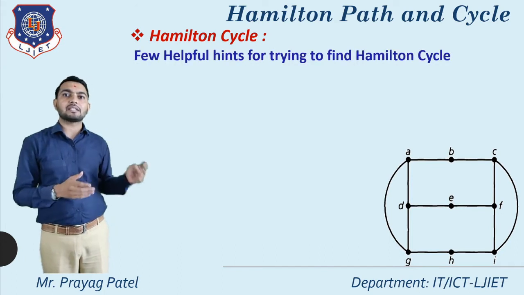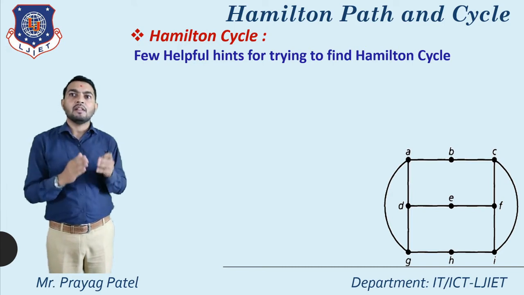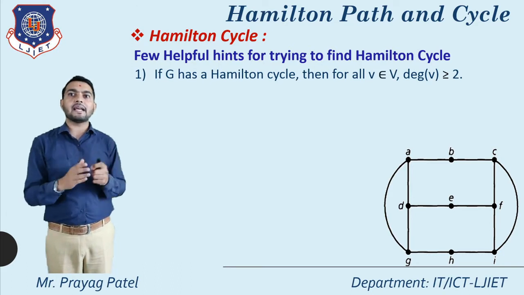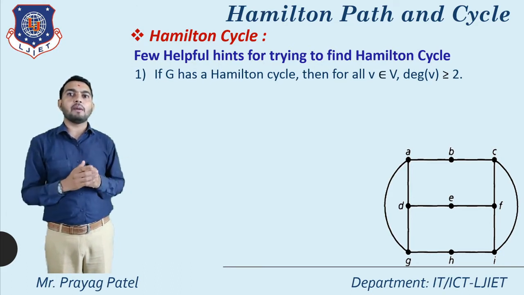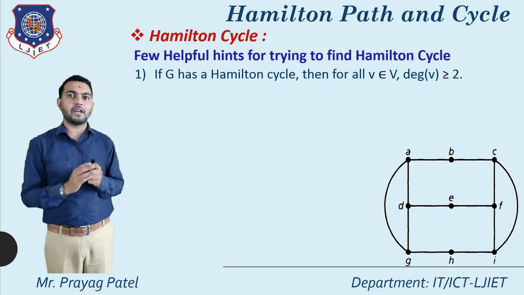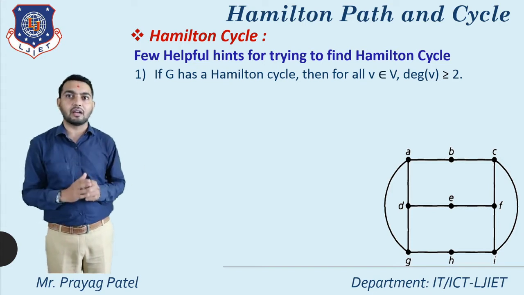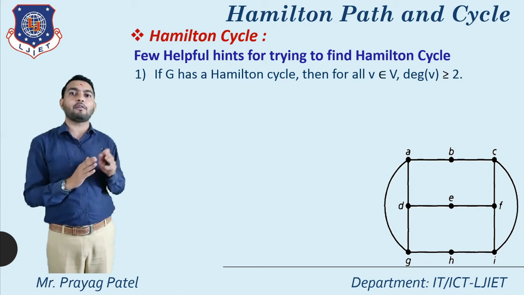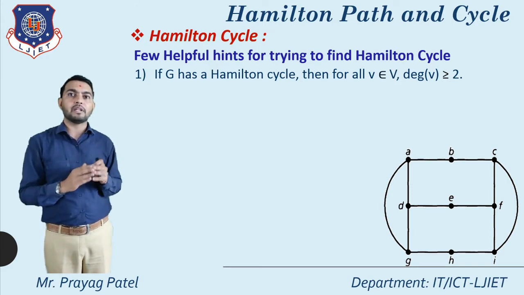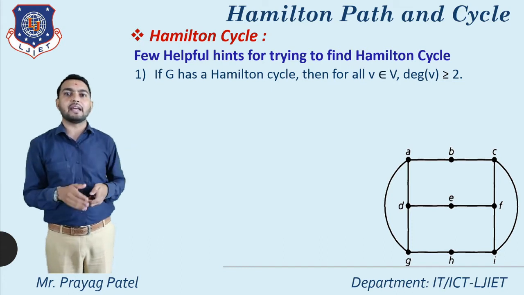Now from this example, we carefully understand some points. Few helpful hints from this problem are like this. First one is, if G has a Hamilton cycle, then for all v belonging to V, degree of v is greater than or equal to 2. So if each and every node has a degree greater than or equal to 2, then there is a possibility of having a Hamilton cycle, though not compulsorily. But if you have a degree less than 2, meaning degree is 1 or degree is 0, then we will never get the Hamilton cycle in this graph.